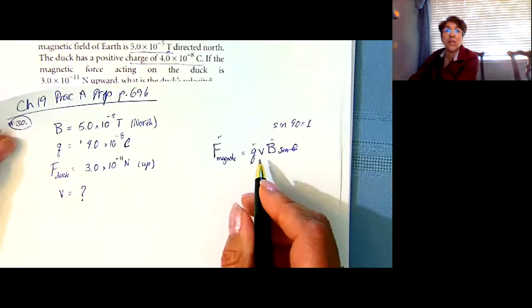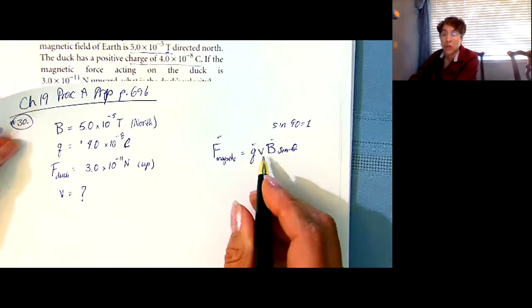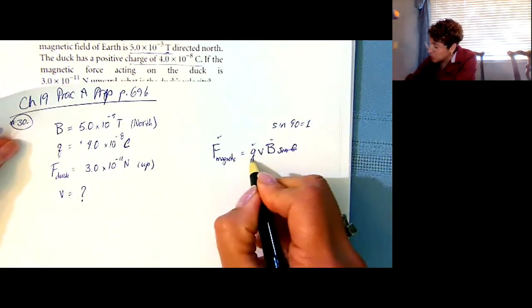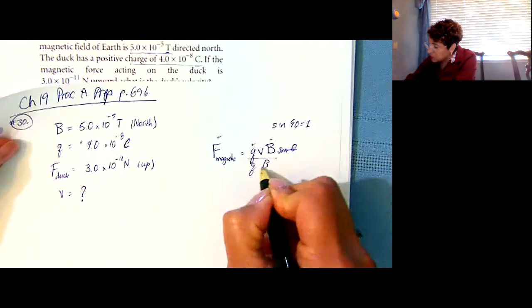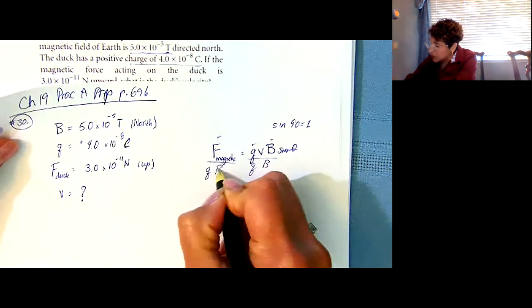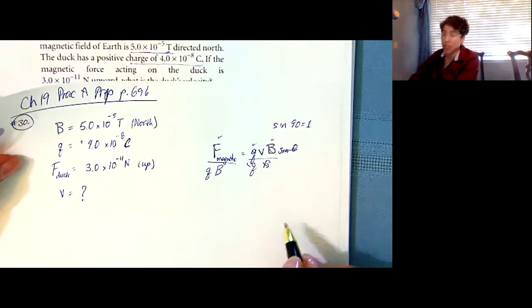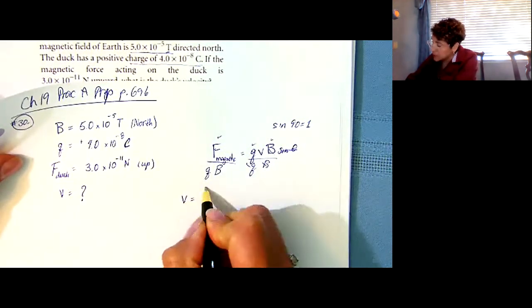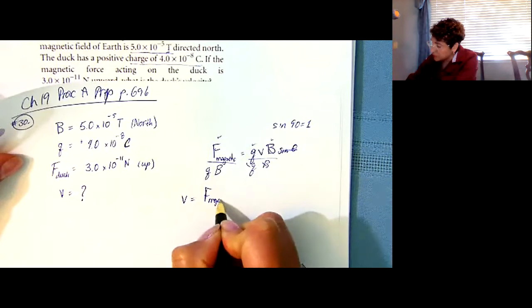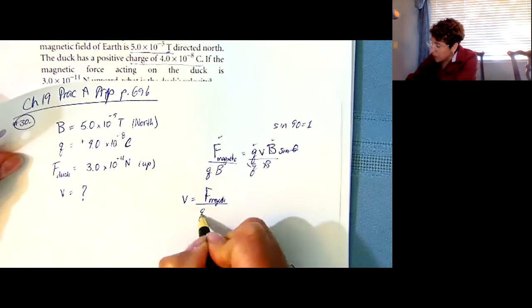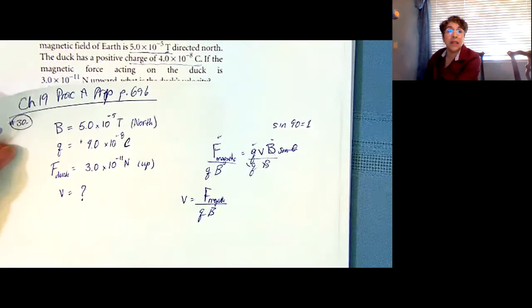All right, so I want you to solve for the variable. So I want to know what V is. So if I divide both sides by Q and B, my Q's and B's cancel out on the right, and I'm left with V. So I have that the velocity is the magnetic force divided by QB. Simple enough.